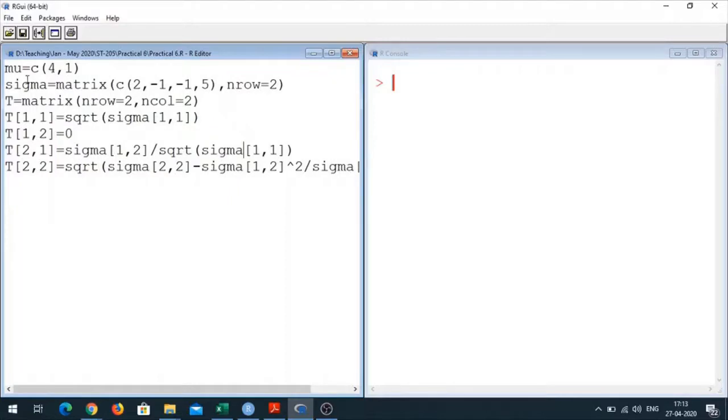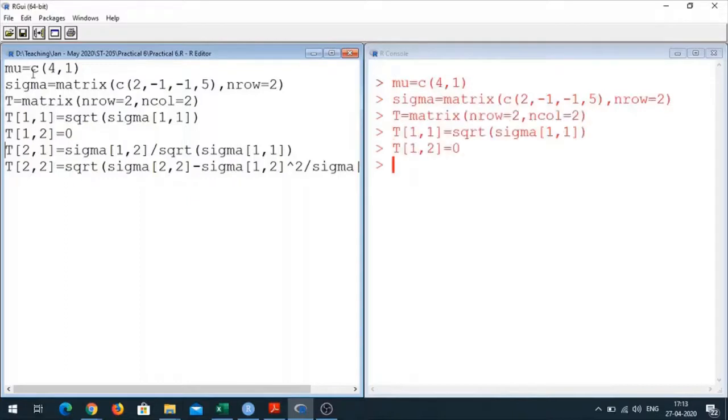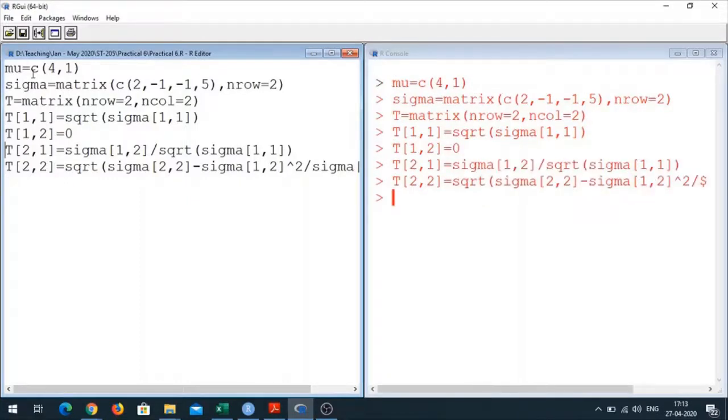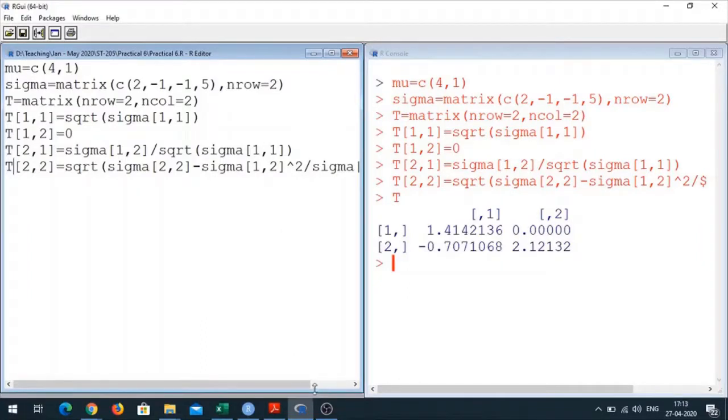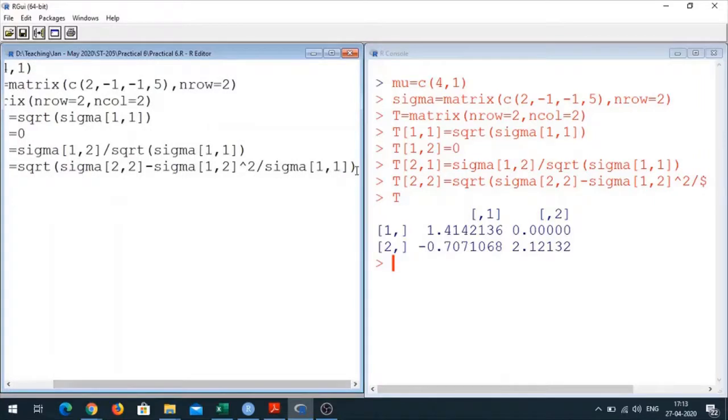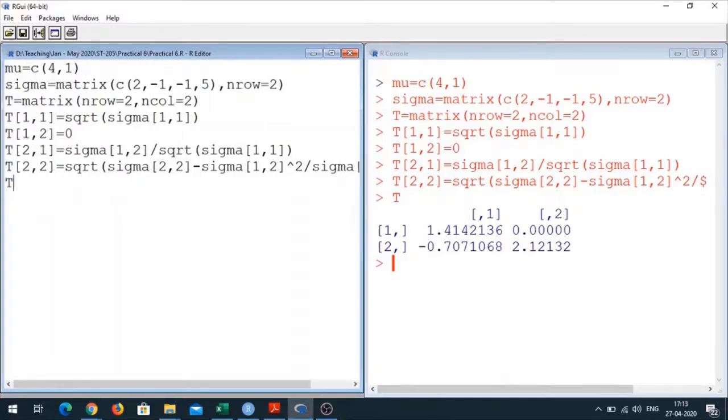Let us try to run these and see how my T matrix looks. This is mu, sigma, T. Let me print T. So T is this. To confirm whether this T matrix is correct or not, we can try to compute T T prime, and ideally if my calculations are correct, it should match sigma.